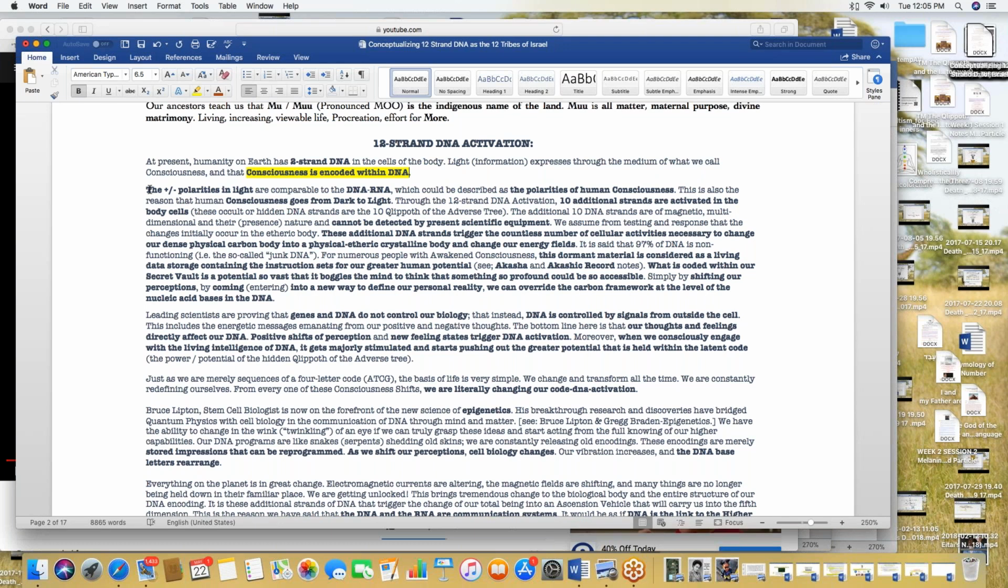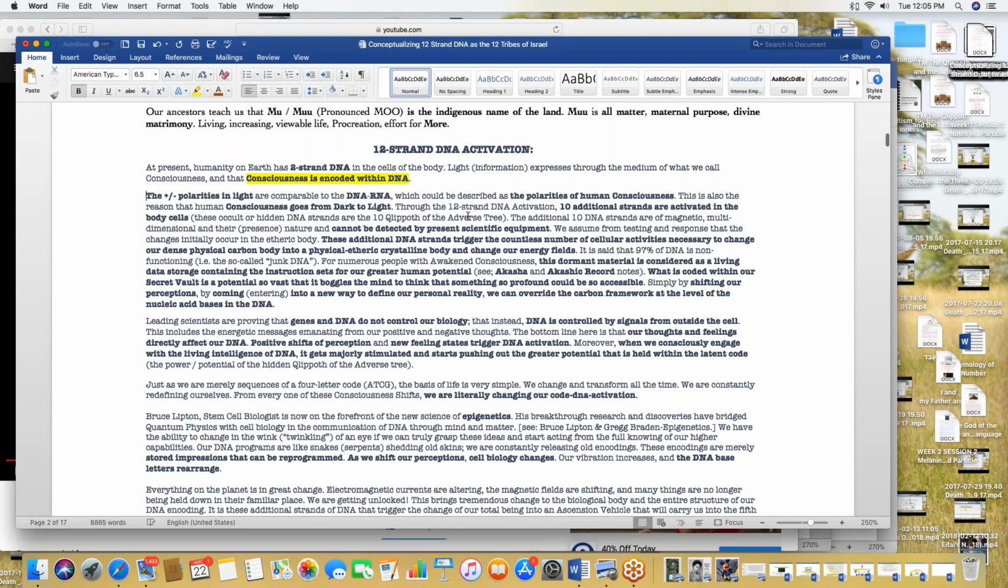The positive and negative polarities in light are comparable to the DNA and the RNA, which could be described as the polarities of the human consciousness. So there's no evil aspect of the consciousness. Positive is not evil. Negative is not evil. There are two sides or two poles of the same thing.